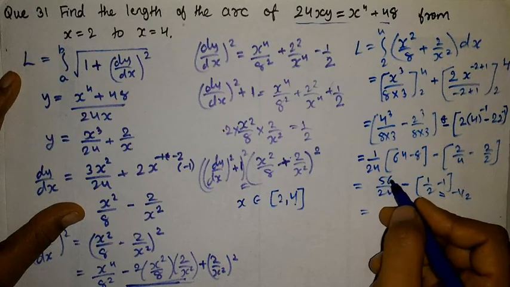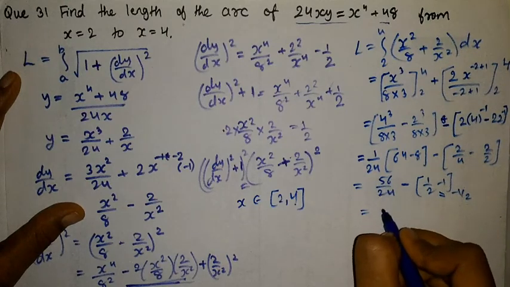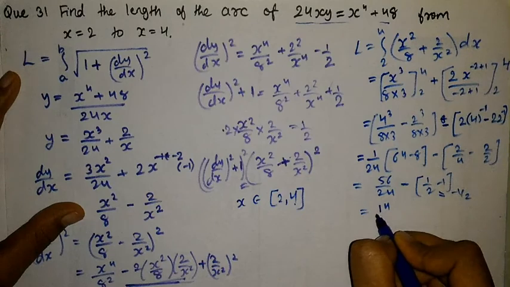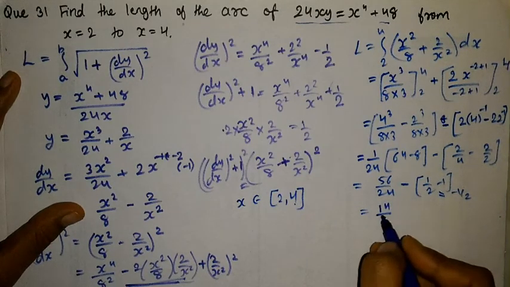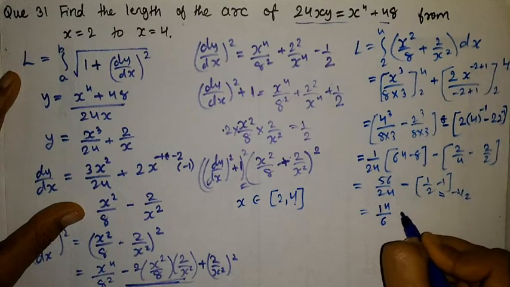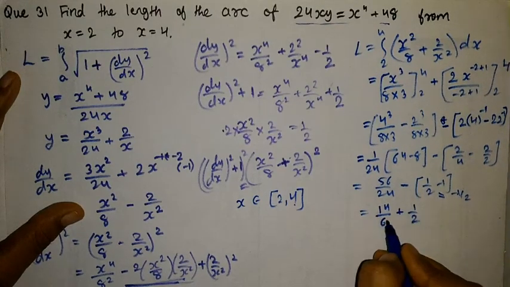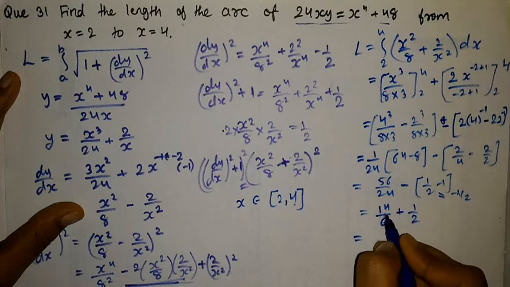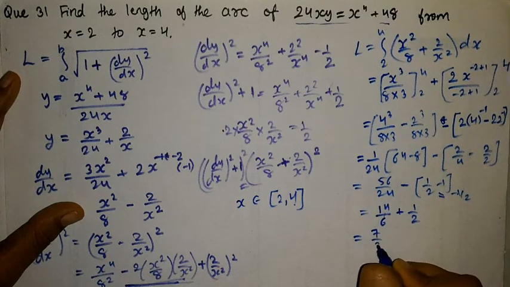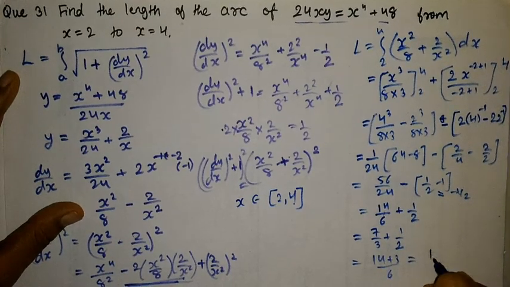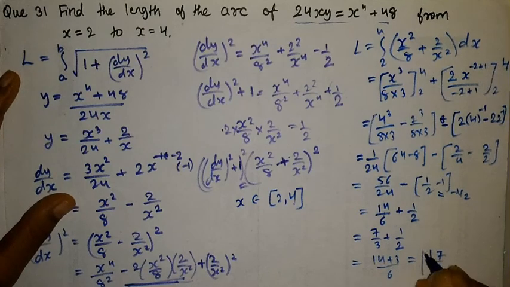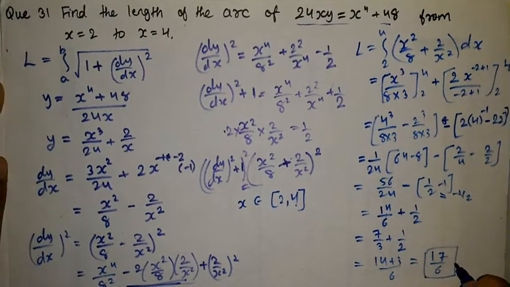When 4 is common, we can clearly see 14 into 4 is 56, and 6 fours are 24, and here it was minus, it will get plus 1 by 2. We can further cancel this, so we get 2 into 7 upon 2 into 3 plus 1 by 2. Now take the LCM, so we get 14 plus 3 by 6, that is equal to 17 by 6. So 17 by 6 is our answer.